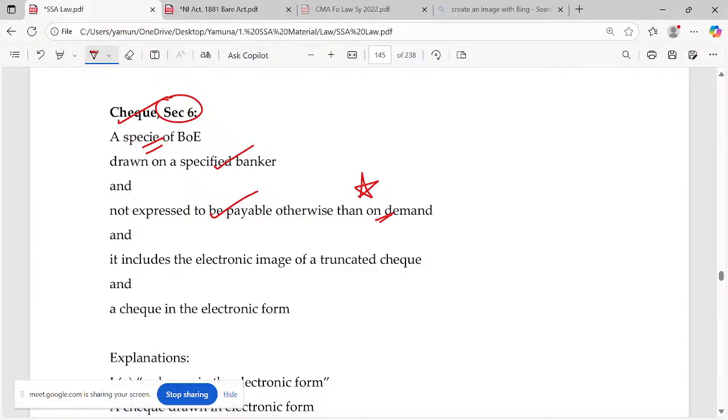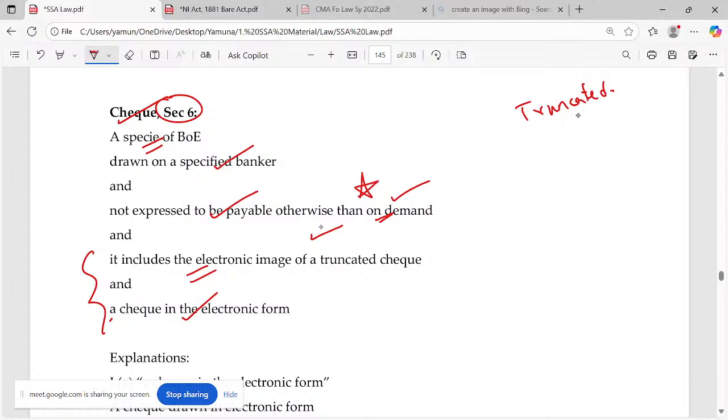Check is valid for 6 months, I'm going to mention. But once it has been presented, it has to be paid. Okay. It includes electronic image of a truncated check or check in electronic form. Have you heard of this term truncated check? Have you seen a check? The check we use is the truncated check.